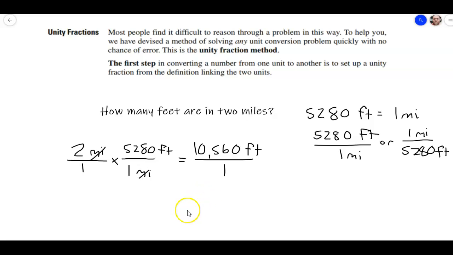So my final answer will be 10,560 feet. That's how many feet are in 2 miles, using the unit conversion problem. All right, I'm going to give you all one, and I want you to give it a try, and then we'll go over the solution.